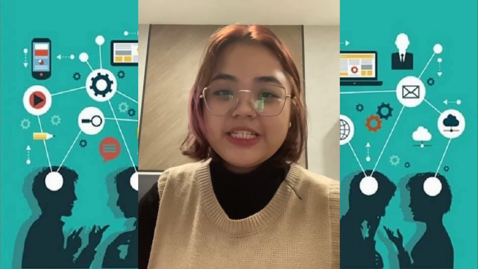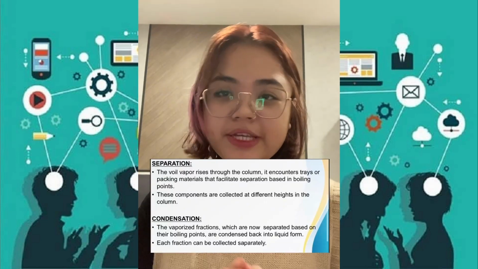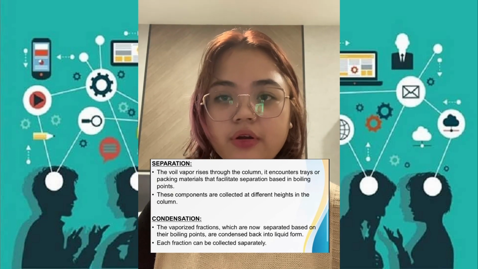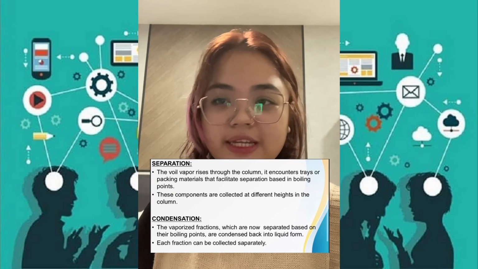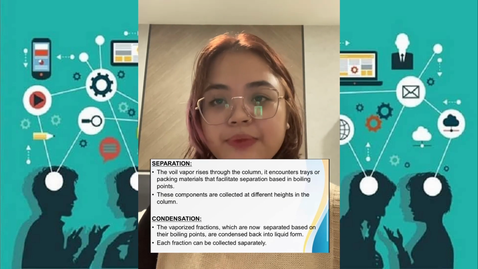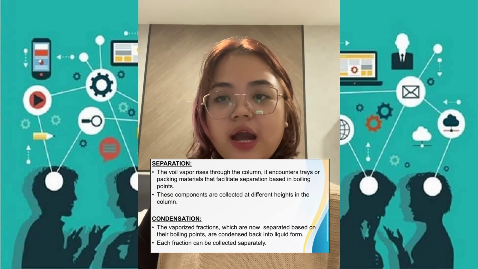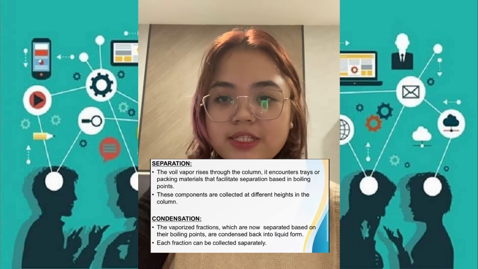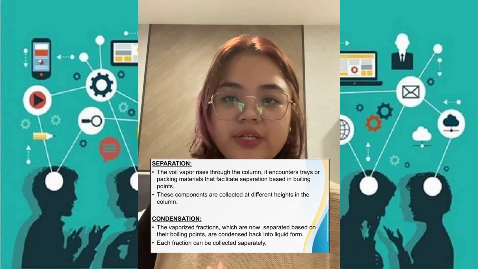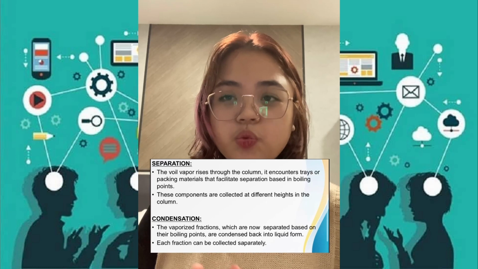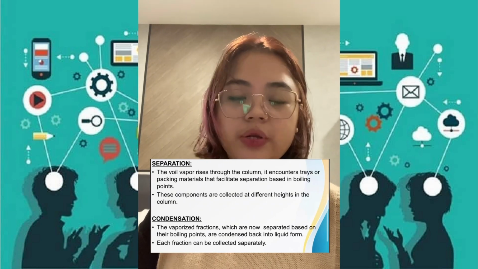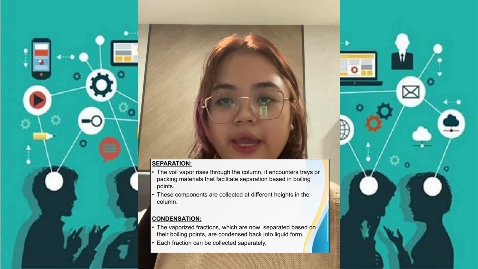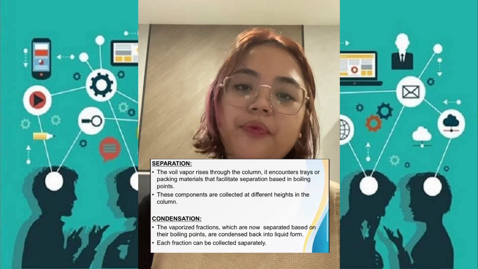The third step is separation. In this separation, the oil vapor rises through the column. It encounters trays or packing materials that facilitate separation based on boiling points. These components are collected at different heights in the column. The fourth step is condensation. In condensation, the evaporated fractions, which are now separated based on their boiling points, are condensed back into liquid form, and each fraction can be collected separately.